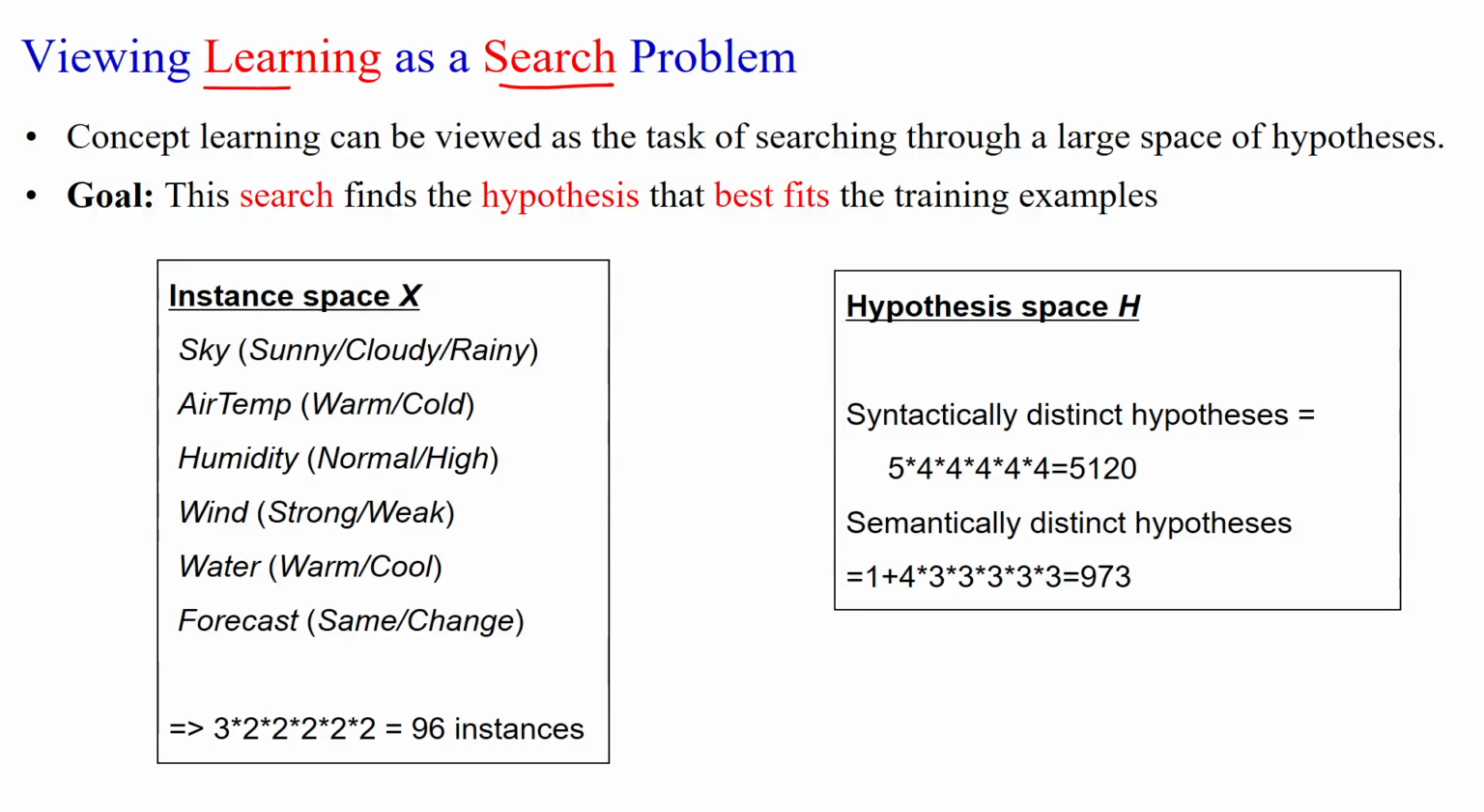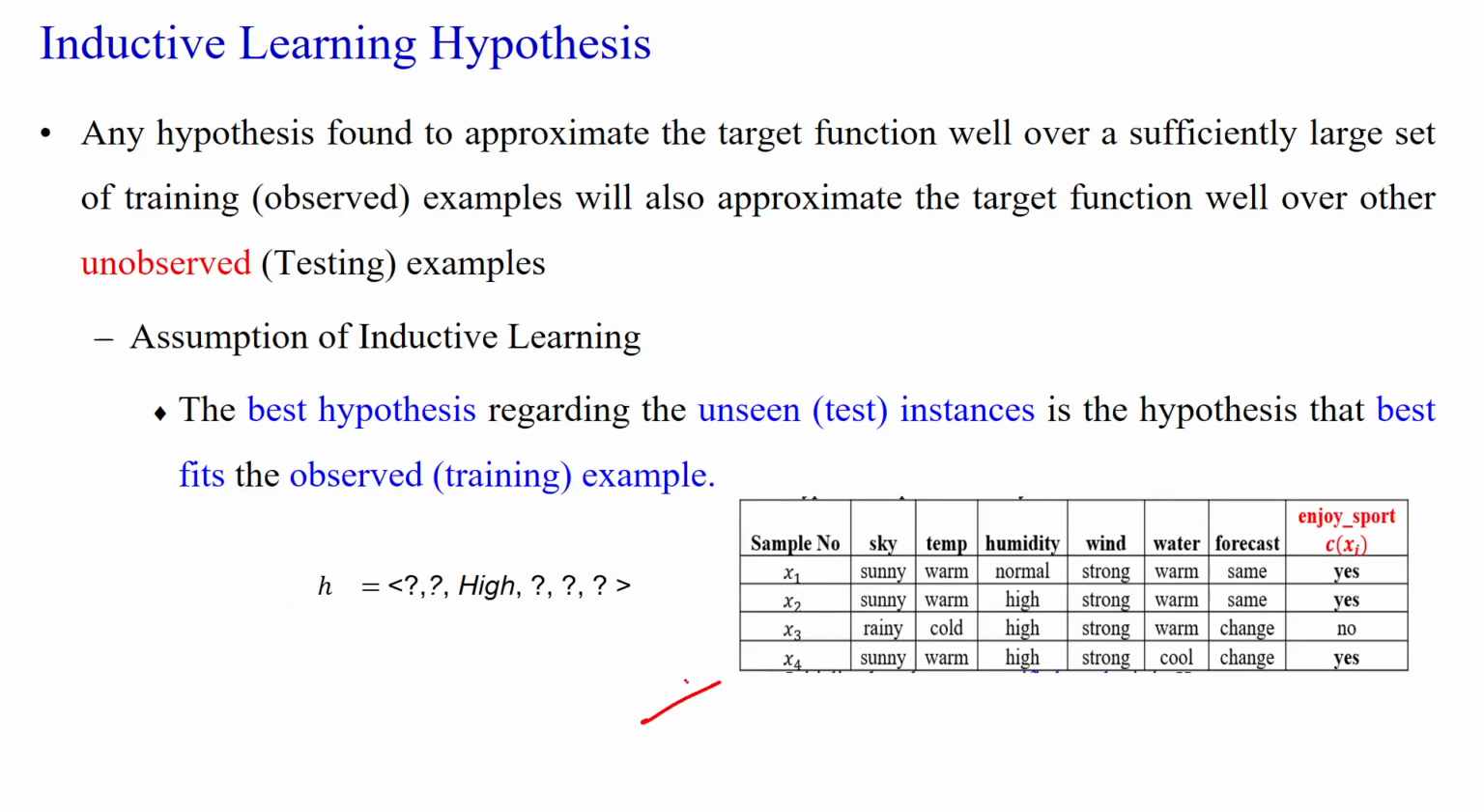Hello everyone. The concept learning should be viewed as a searching task. Here, the task should be done for getting a better hypothesis by searching operation from the hypothesis space capital H. So that's what is given here. From the given training examples, we have the instance space capital X.